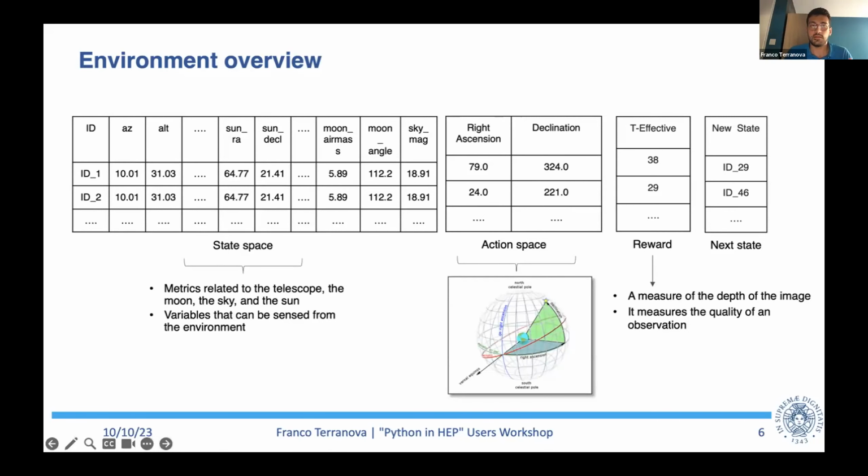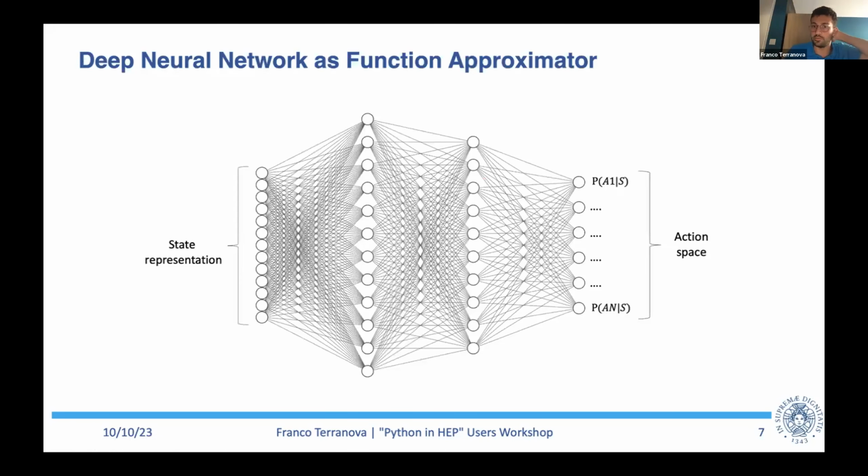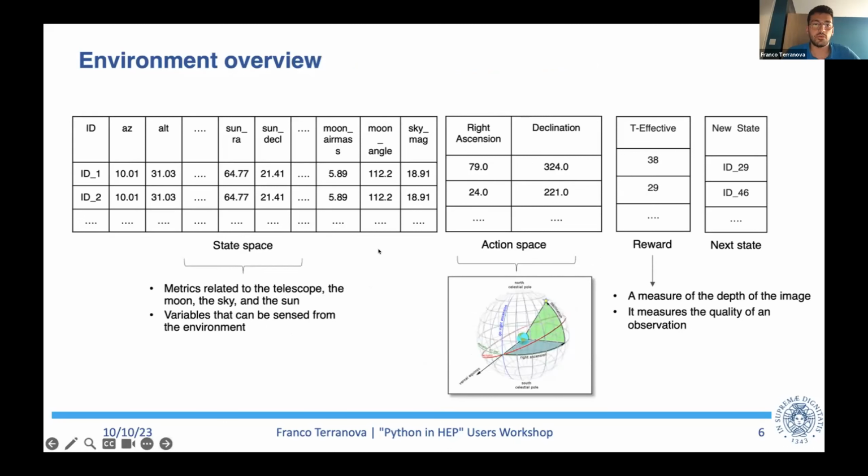And this mapping is typically done with a neural network as a function approximator. The neural network will have the state as input. And I forgot to say that the state space can be chosen in our framework.